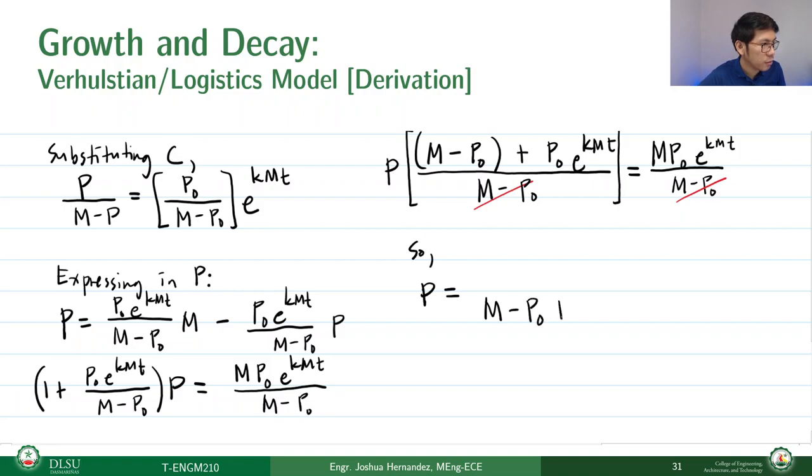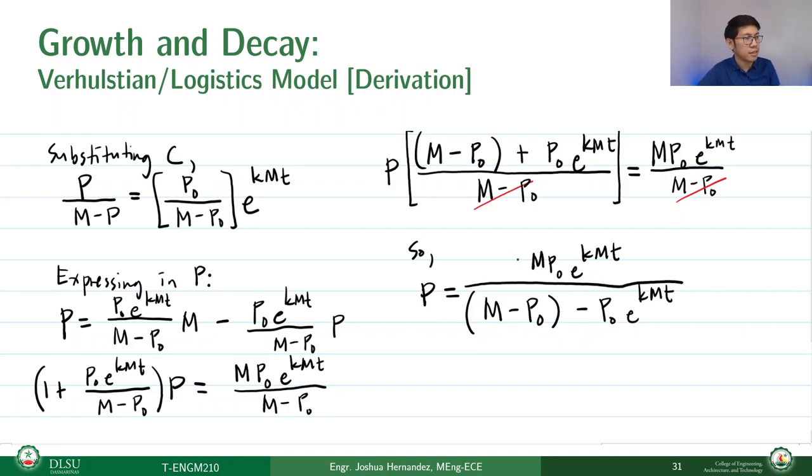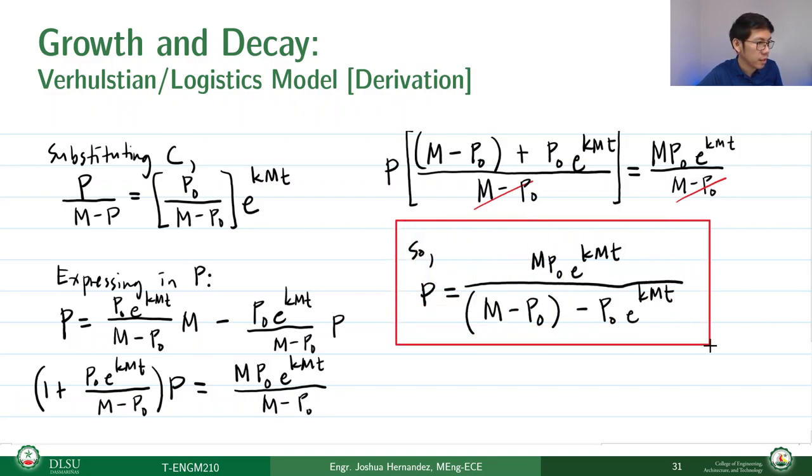M minus P naught plus minus P naught e raised to KMT. This is our denominator. Our numerator would be M P naught e raised to KMT. Whew! Medyo mahaba, no? So, there you have it. Our solution for the Verhulst equation is this: M P naught e raised to KMT over M minus P naught minus P naught e raised to KMT.